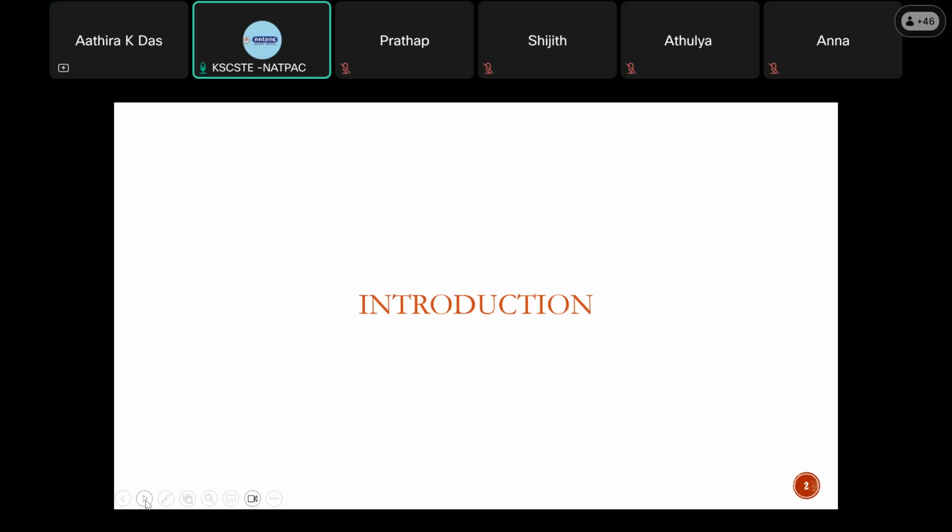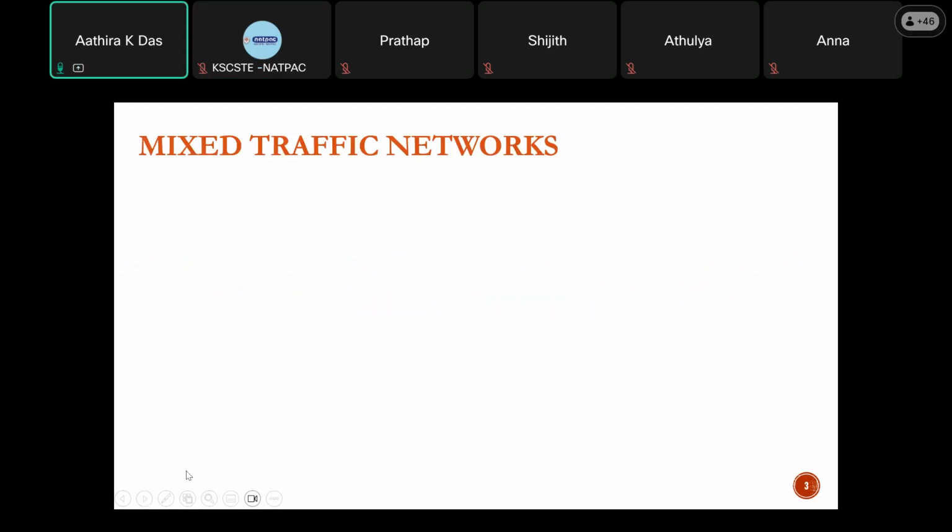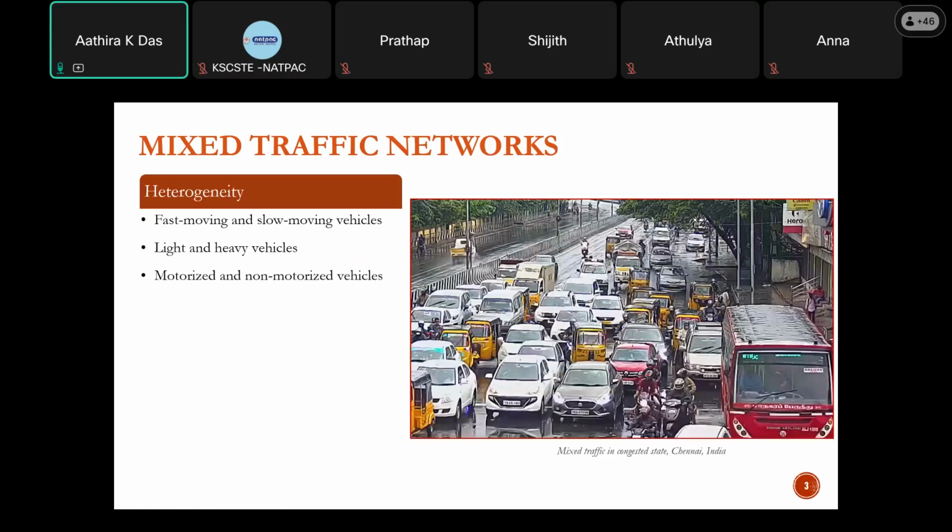Okay. I'll continue. So starting with the introduction of understanding what is meant by mixed traffic networks. Mixed traffic in developing countries consists of different vehicle types like fast and slow moving vehicles, light and heavy vehicles, and motorized and non-motorized vehicles.